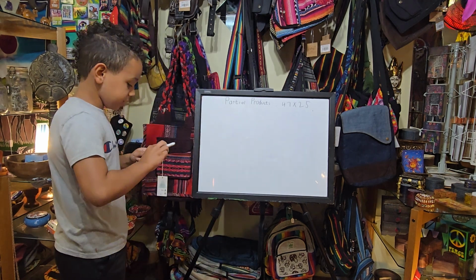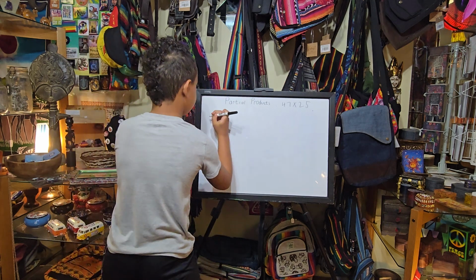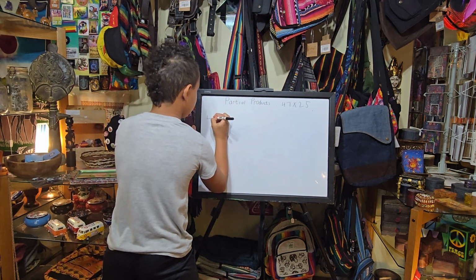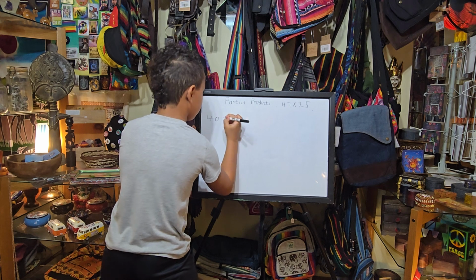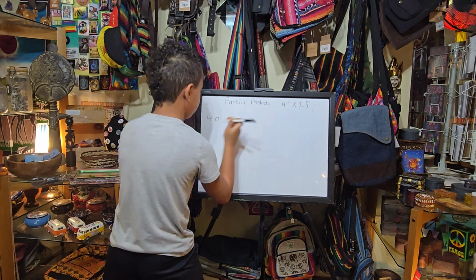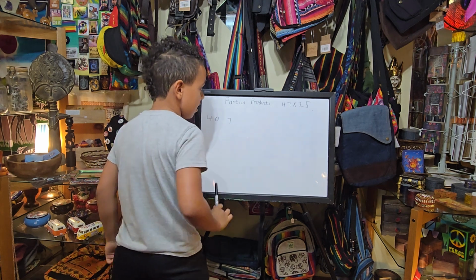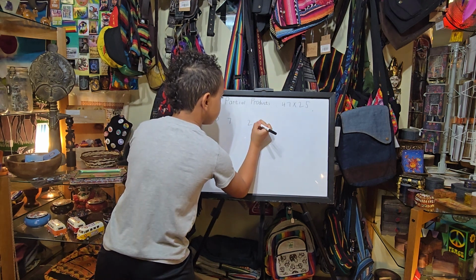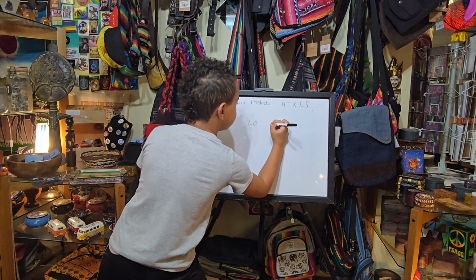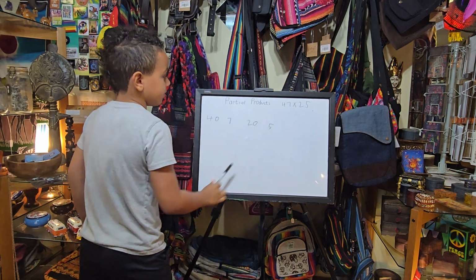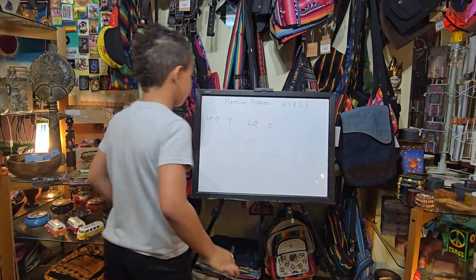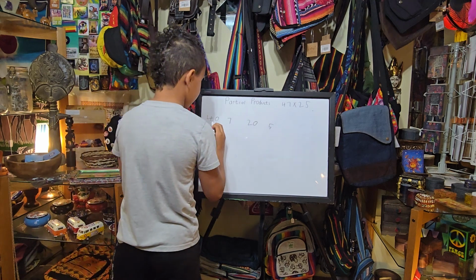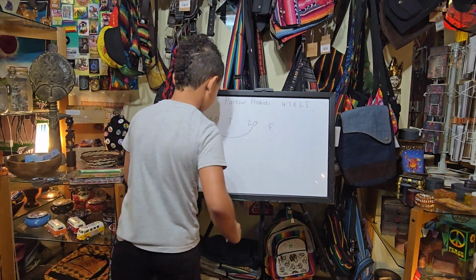So the first thing we're going to do is we're going to take 40 and 7, because 40 plus 7 is 47. And then we're going to take 20 and 5, because 20 plus 5 is 25. So the first thing we're going to do is 40 times 20.